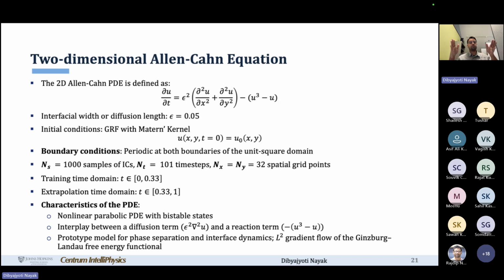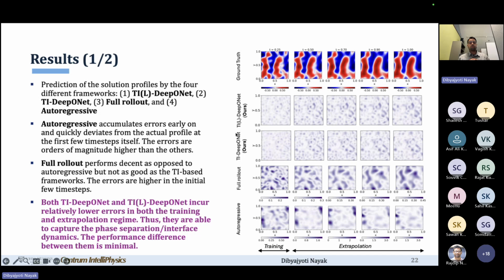So the Allen-Cahn equation can be thought of as an example of a reaction diffusion system. A reaction diffusion system has two components. One is the diffusion component, and one is the reaction component. So there is always an interplay or a competition between these two terms, and that essentially governs the actual PDE dynamics that we see. Again, in this case, we consider a very similar spatial temporal domain as the Burgers equation. Here, the time domain is again from t equal to 0 to 1, and in a similar spirit, we take the first half of the temporal domain for training, and then we do the extrapolation on the remaining temporal domain. Moving on to the results.